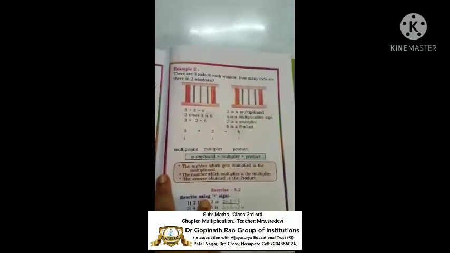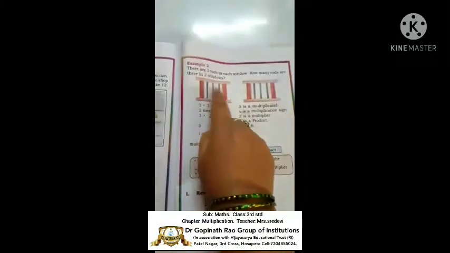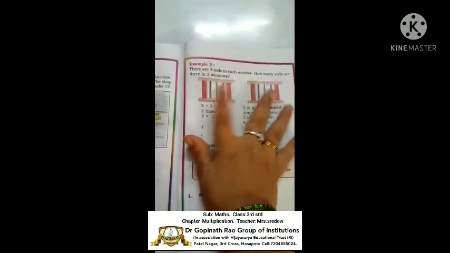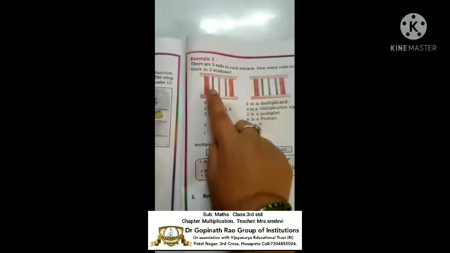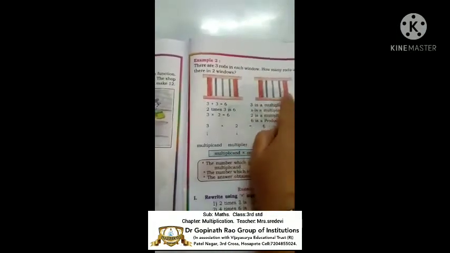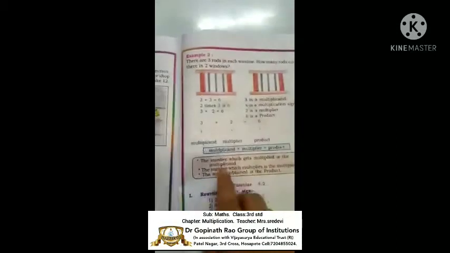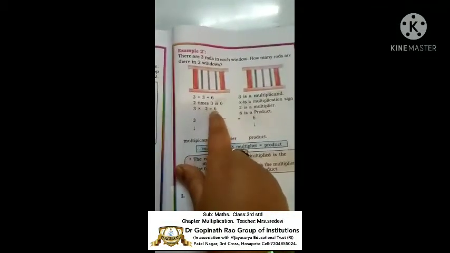Next, example number 2. There are 3 rods in each window. See, there are 3 rods in each window. So it is 2 times. So 3 into 2. It is repeated 2 times. So 3 into 2 is nothing but 6. So it is 3, 4, 5, 6. So it is 3 rods. See, 3 into 2 is equal to 6. So 3 plus 3 is equal to 6.